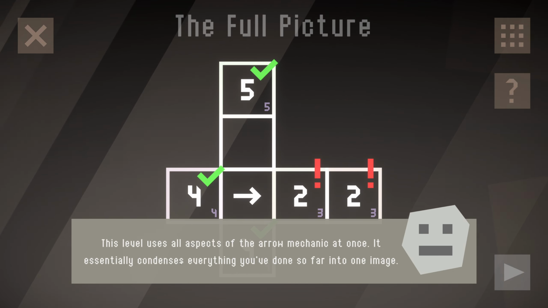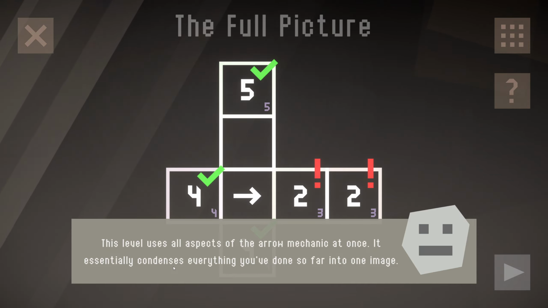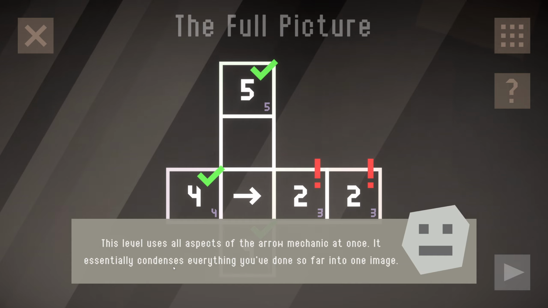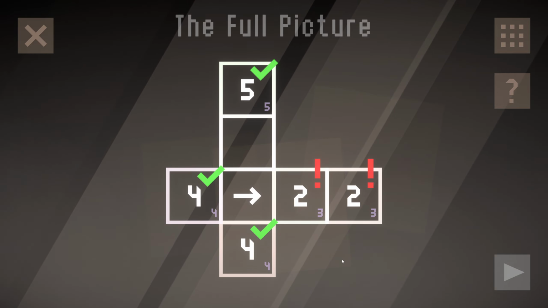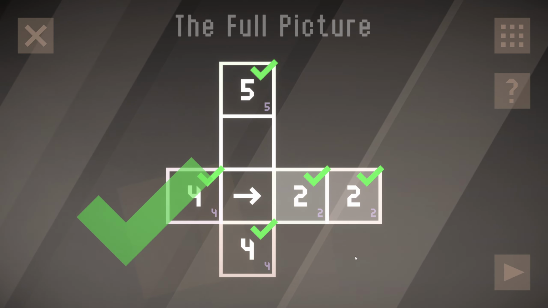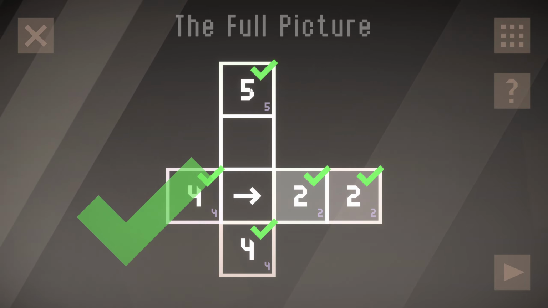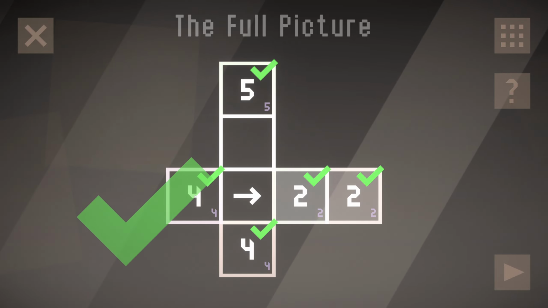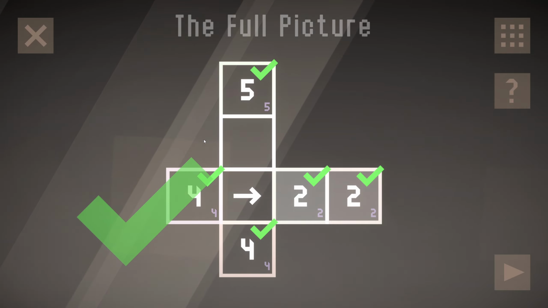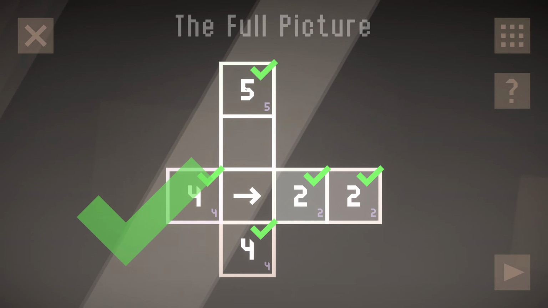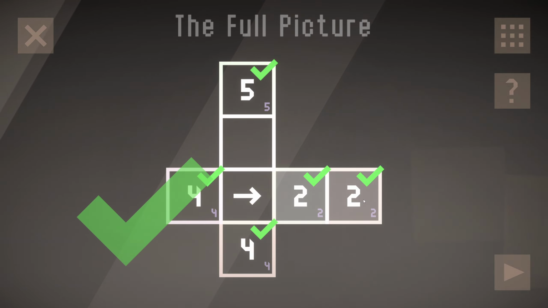The full picture. This level uses all aspects of the arrow mechanic at once. It essentially condenses everything you've done so far into one image. So the 5 is 1, 2, 3, 4, 5. The 4, no, because it stops and turns. So the 5 is 1, 2, 3, 4, 5, even though these are different colors. This 4 is 1, 2, 3, 4. This 4 is 1, 2, 3, 4, and the 2s come as a pair.